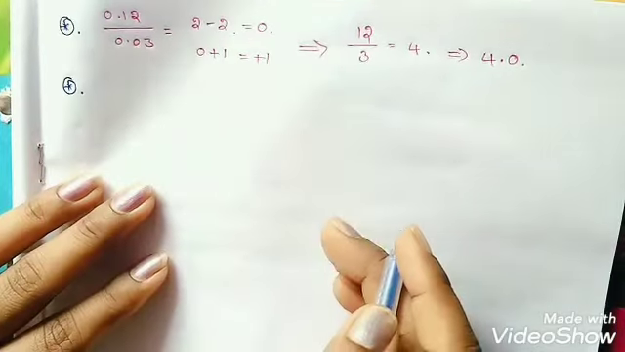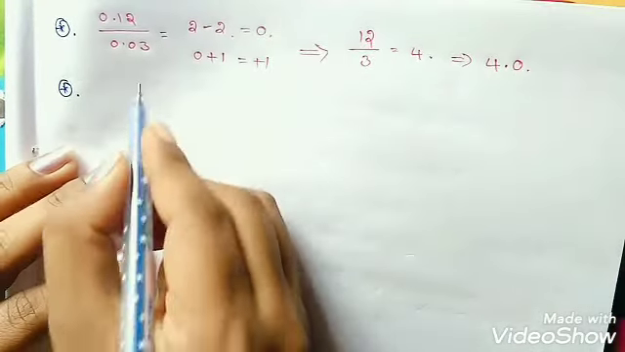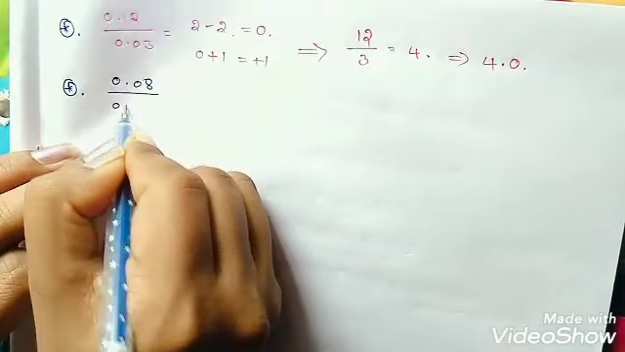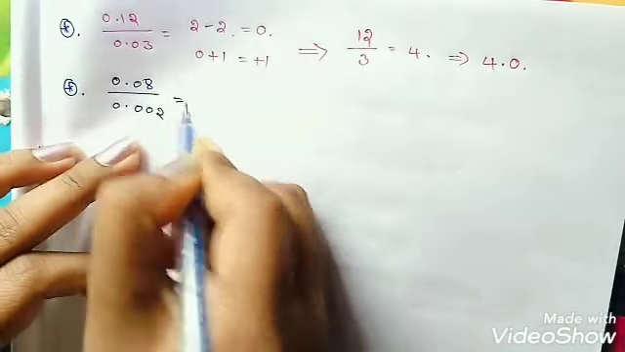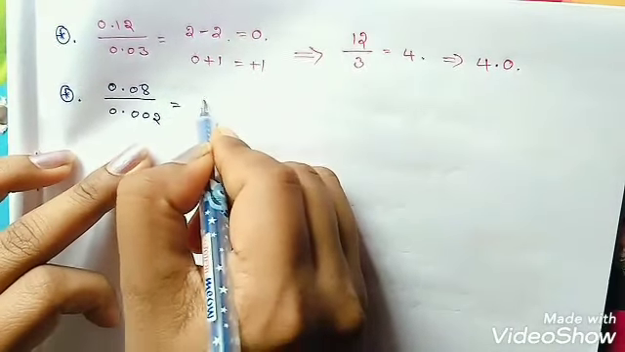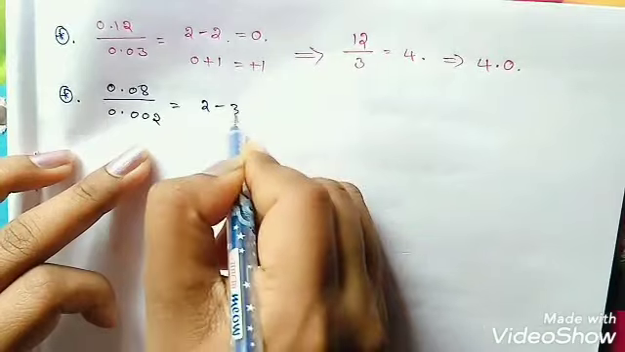Just like that. I'll show you another example, students. If you see here 0.08 by 0.002, then you can do as previous, count the numbers, only 2 minus here 3.